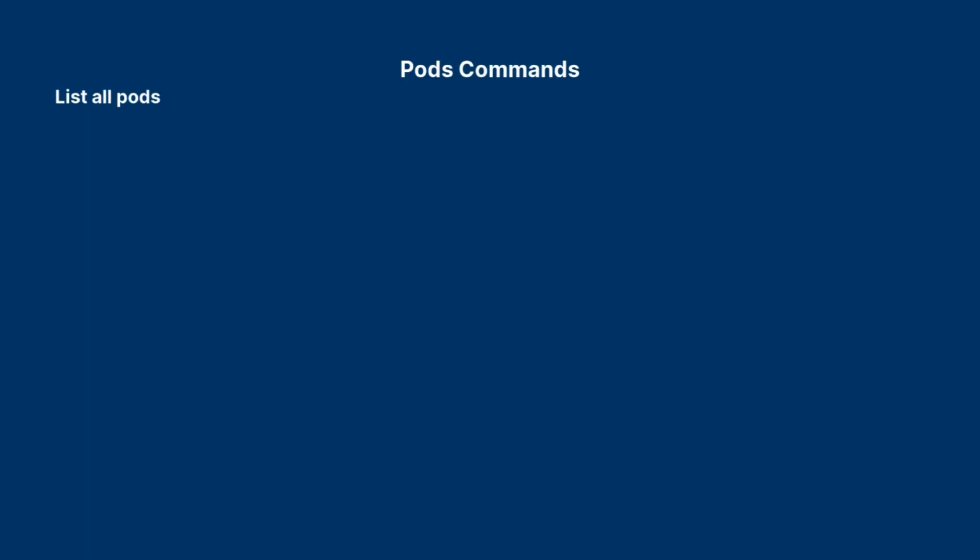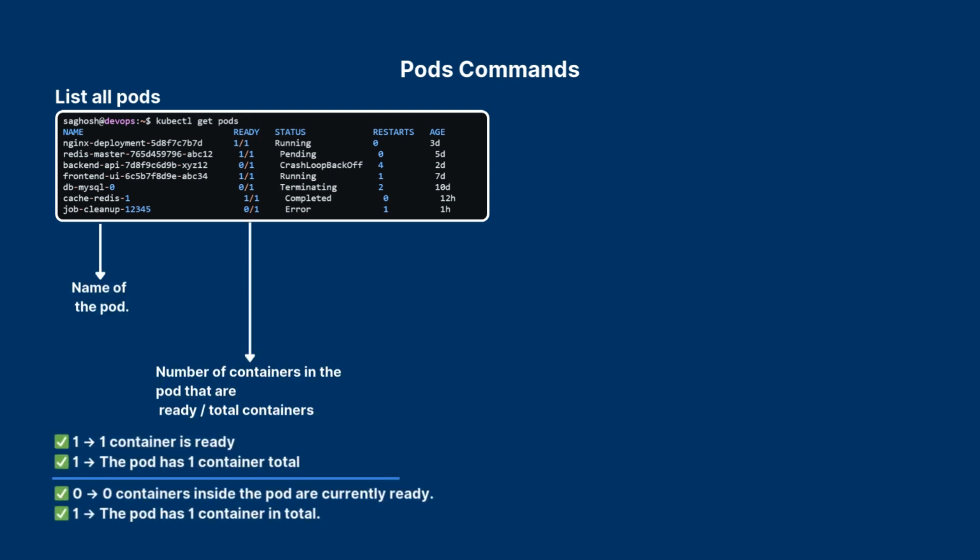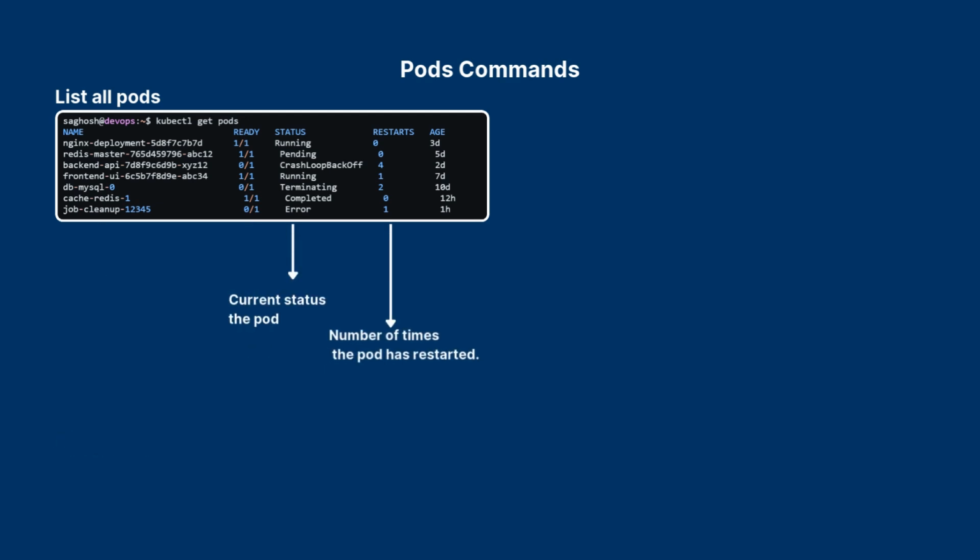The first command that we have is kubectl get pods. This command lists all the pods in the current namespace. The name column shows the name of each pod. The ready column represents the readiness status of the pod, showing how many containers are ready versus the total number of containers it has. For example, 1 by 1 means the single container is ready. The status column indicates the current state of the pod, such as running, pending, terminating.